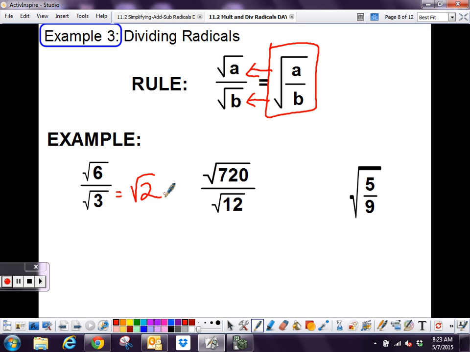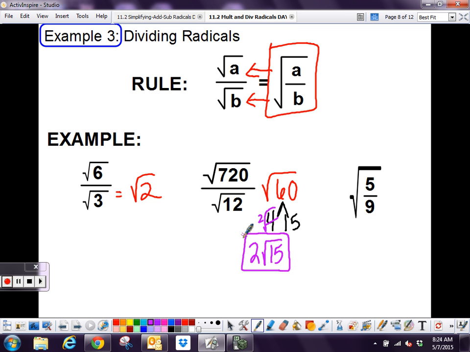All right, the second one, we have the square root of 720 over the square root of 12. So again, if 12 goes into 720, you can go ahead and just divide those, and it does. We get the square root of 60. Now I still have to make sure that that is simplified, so we need to think about factors of 60. I know that 4 times 15 is 60. Well, the square root of 4, that's 2. So I'm going to bring that 2 out, and that leaves me with 2 root 15. There we go.